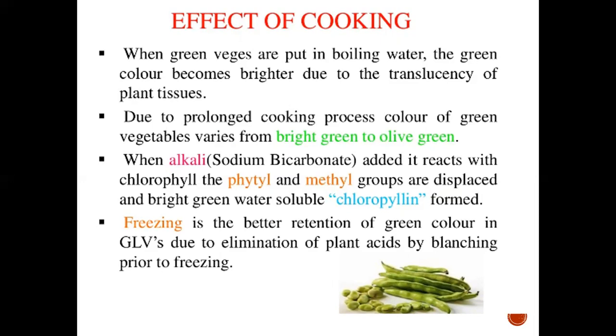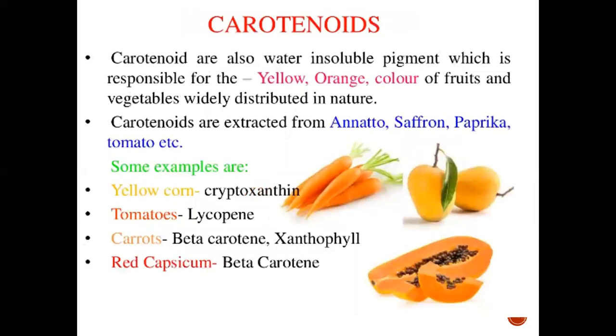Now, the best main way to retain the green color of green leafy vegetables is to freeze them, especially when you are blanching them before freezing, it's best to retain the color. Now, the next pigment is carotenoid.